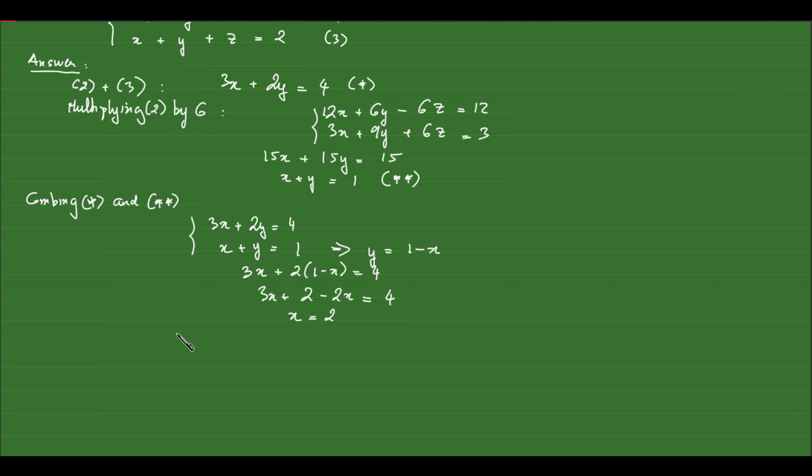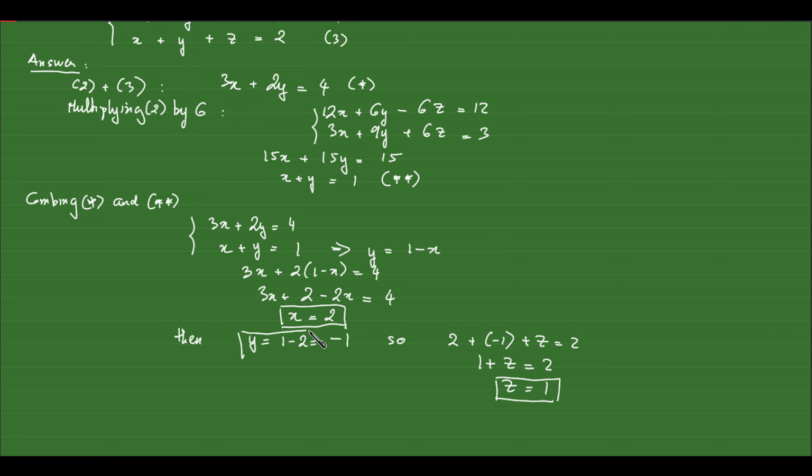So x equals 2. Then your y will be equal to 1 minus 2, which is negative 1, right? y equals negative 1. And from there, I can solve for z. So I'm going to plug into the third equation here. So x equals 2, y equals negative 1, plus z equals 2. Then 2 minus 1 is 1, 1 plus z equals 2, z equals 1. There you go. Then I have z, I have x, and I have y.